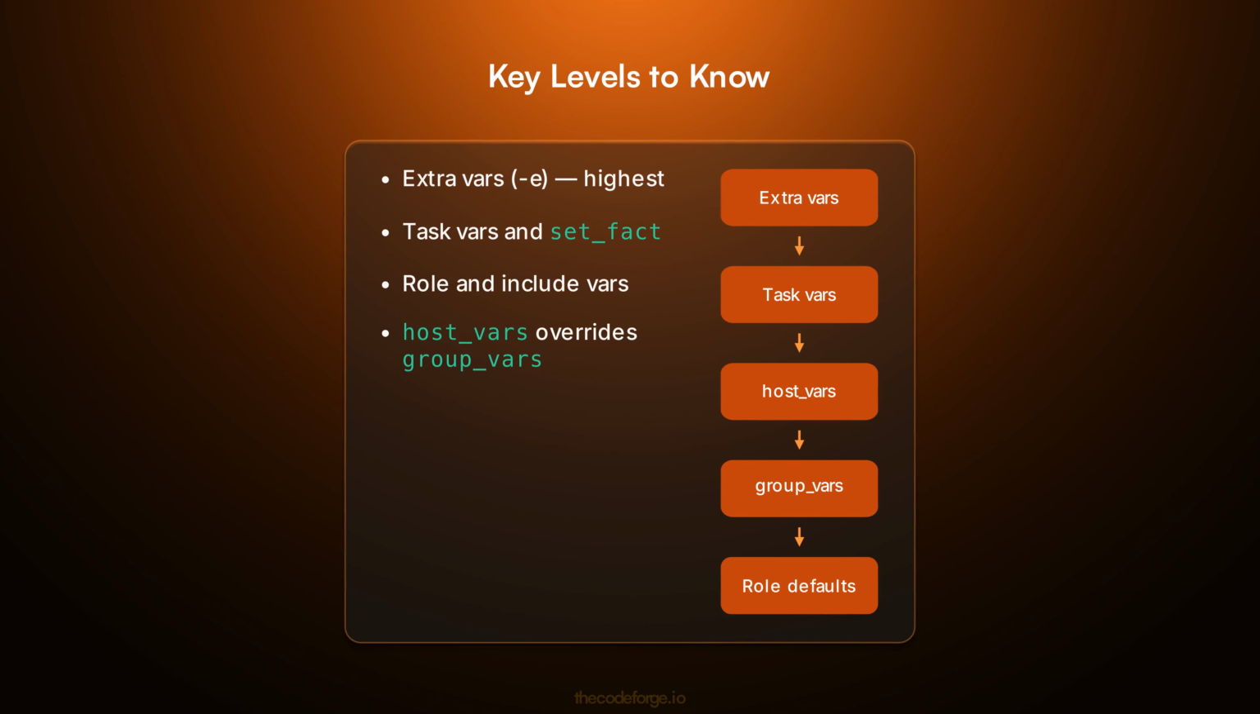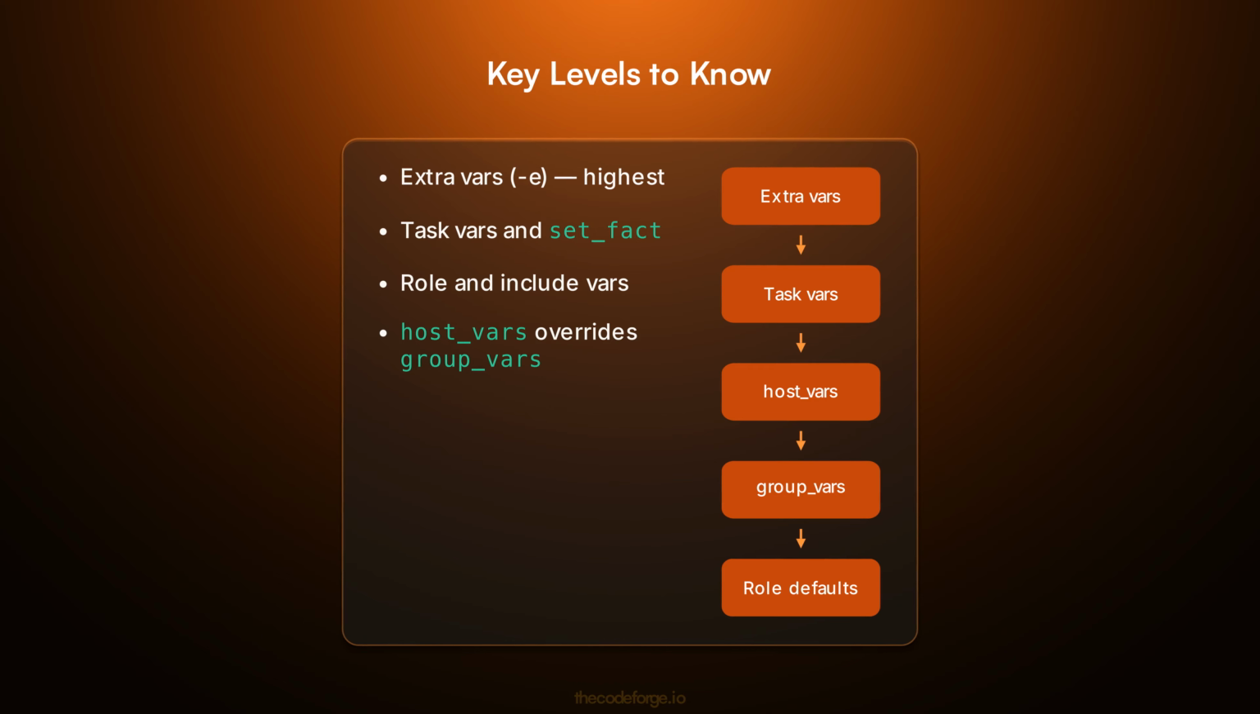The most important levels to internalize: extra vars override everything, then task vars, then role and include vars, then host vars, then group vars, and finally role defaults. The rule that causes the most surprises: host vars always overrides group vars silently, without any log entry.